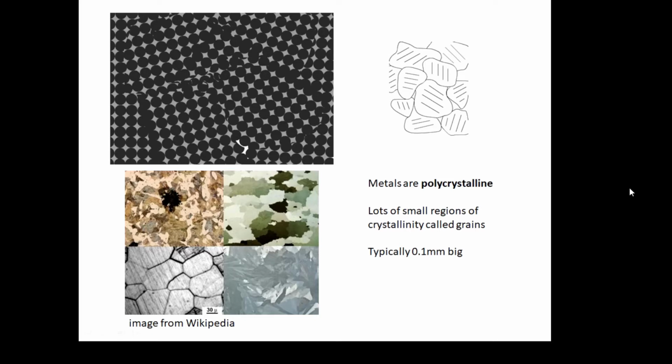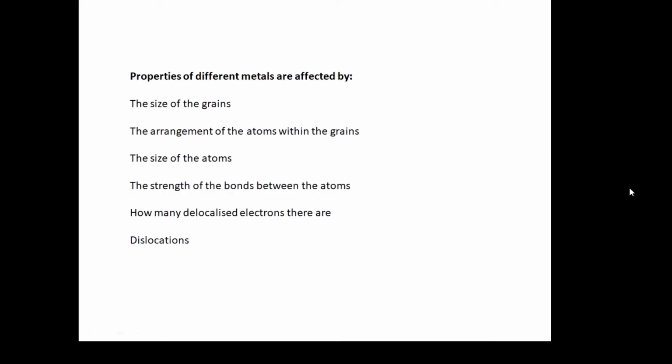Metals are polycrystalline, okay? The properties of metals, different metals have different properties. A lot of it is to do with the size of the grains, the arrangement of the atoms within the grains. We don't need to know about face-centered cubic, body-centered cubic, basically how the atoms are organized, the size of the atoms, the strength of the bonds between the atoms, how many delocalized electrons there are, and something called dislocations, which I will talk about very shortly.